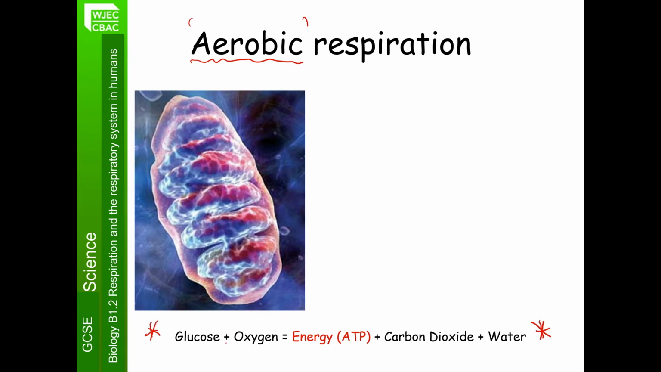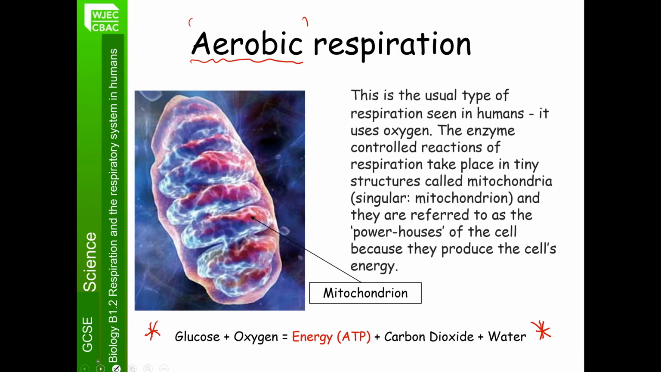We have glucose reacting with oxygen. It's releasing energy in the form of ATP. You need to know that for the higher tier. And our waste products, carbon dioxide and water. There's our mitochondria, and this is the usual type of respiration seen in most human cells because it uses oxygen.